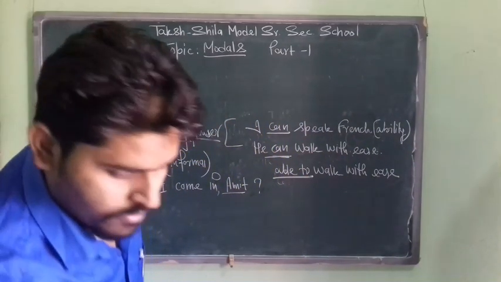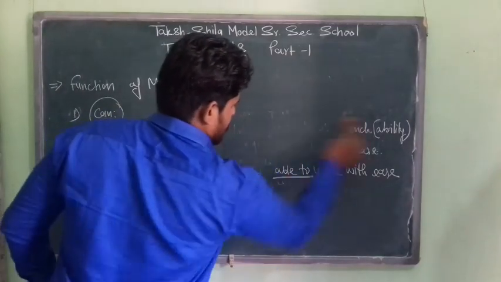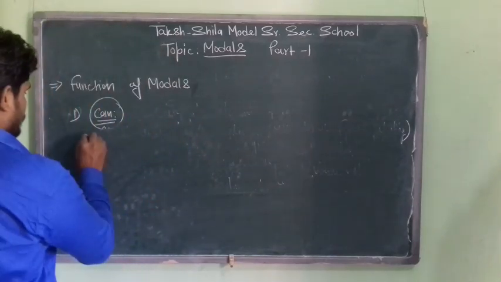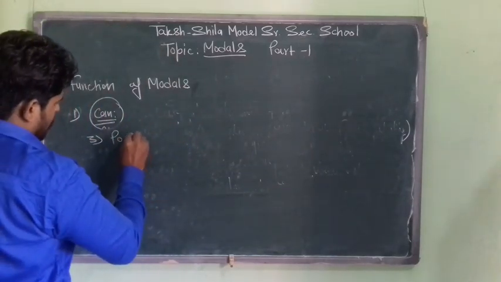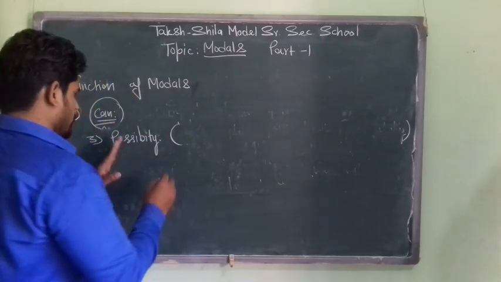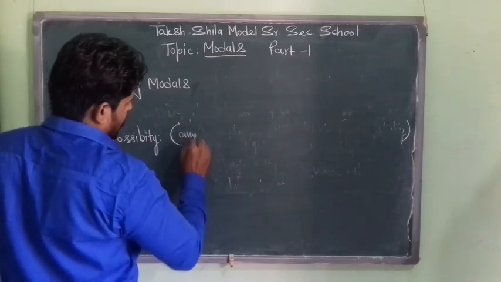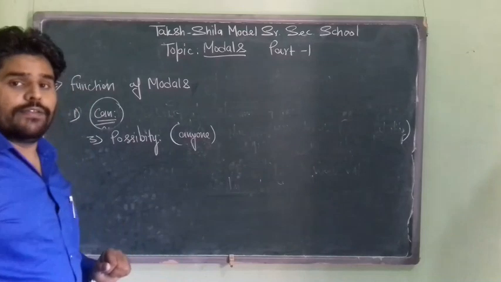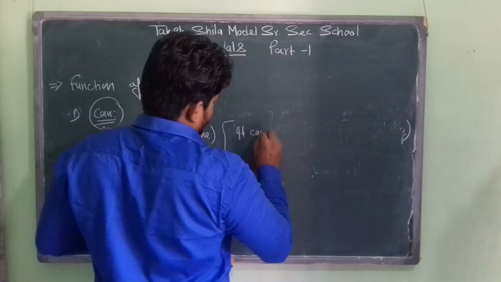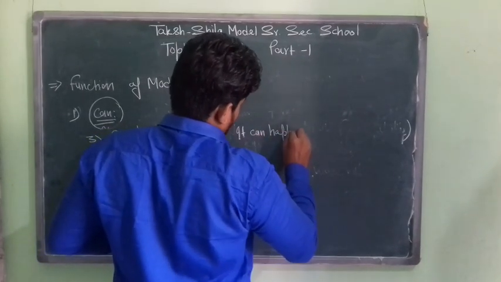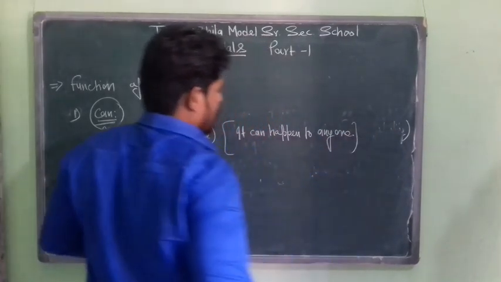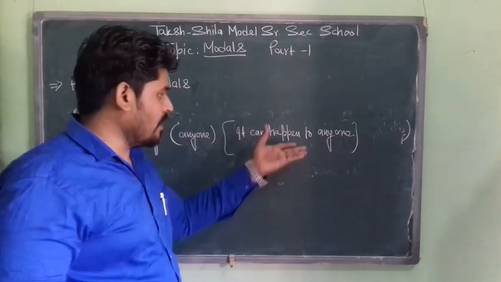And now the third thing that can expresses is possibility. Possibility. Third point. But make sure can expresses possibility with the word anyone. Mostly with the word anyone. For example, it can happen to anyone. There is a possibility that whatever has happened, this can happen to anyone.